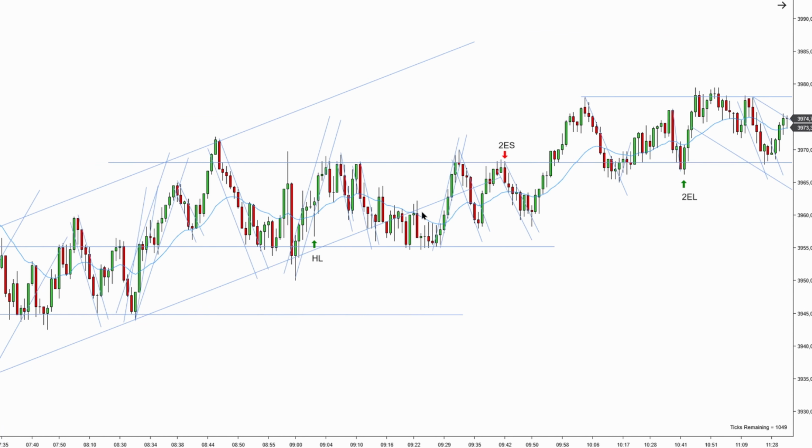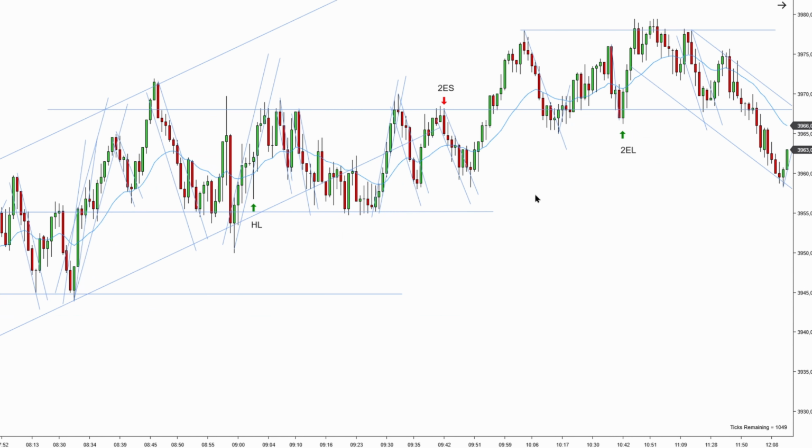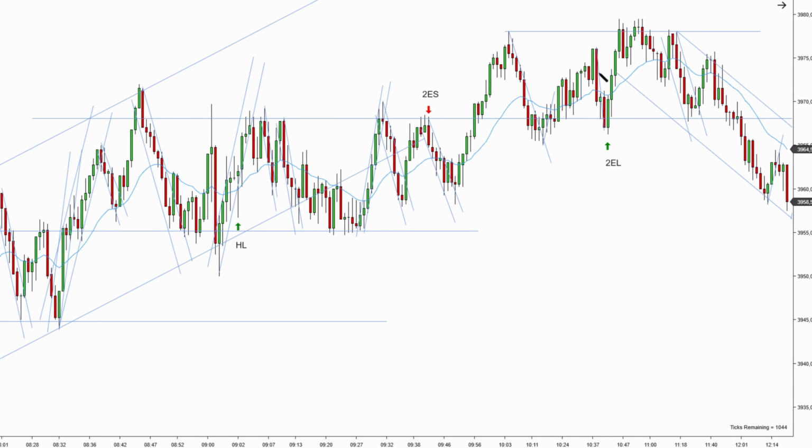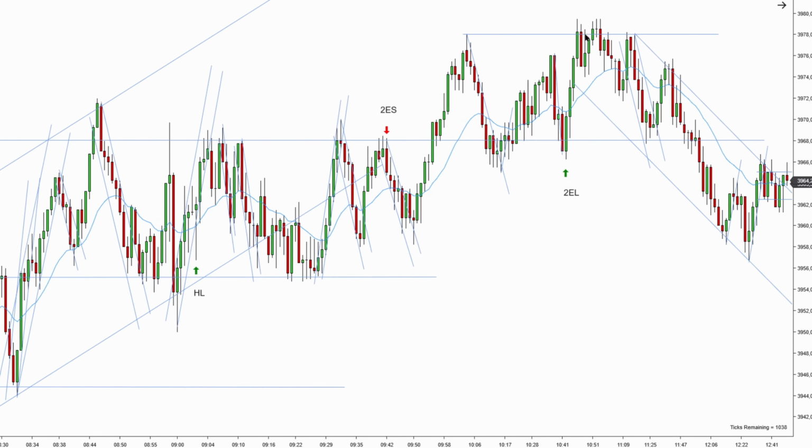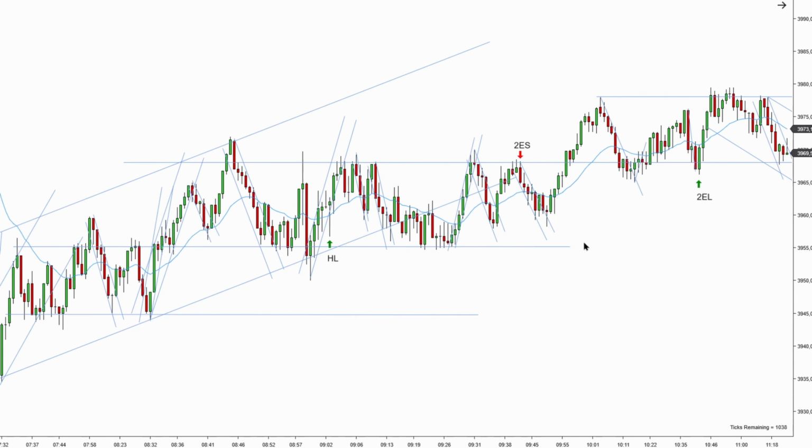At first, I was really not keen to be drawing a wider pattern. I was basically expecting prices to sell off from this point. Because of that, I missed the second entry long. It was quite surprising that prices pushed higher, and this made me draw a wider channel.